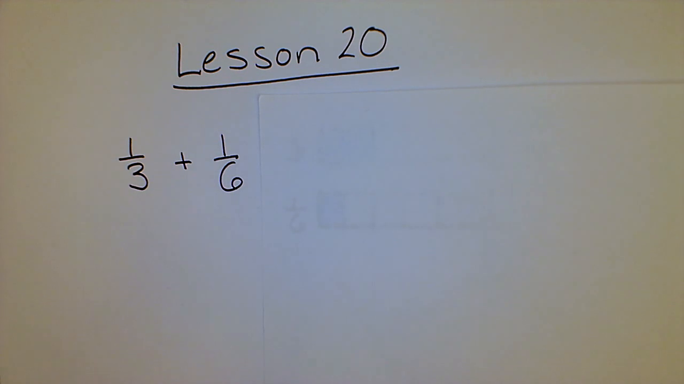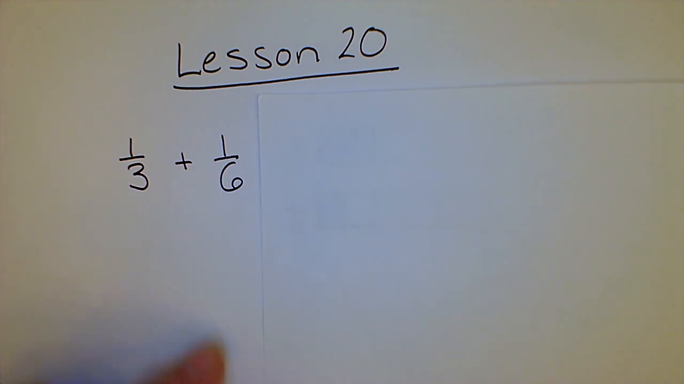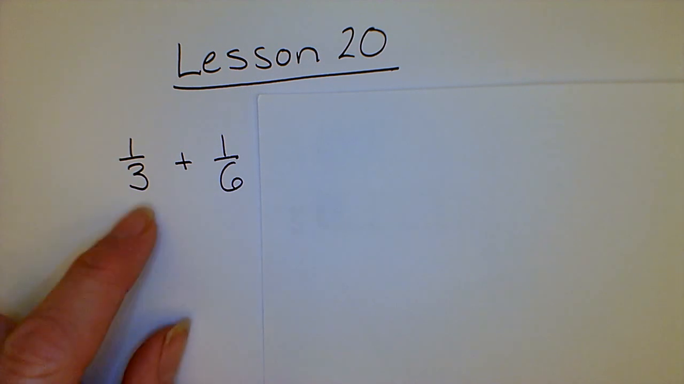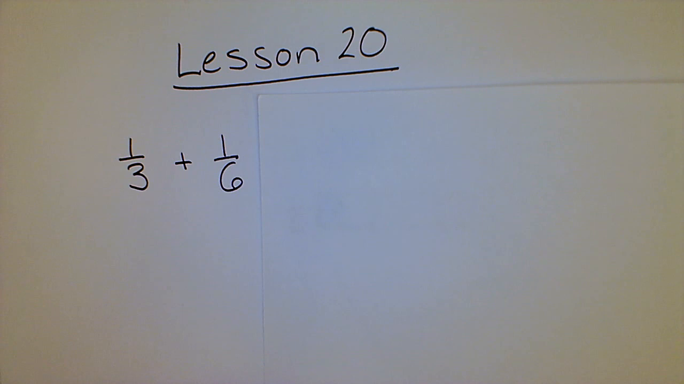And that presents a little bit of a problem because you cannot just go and add 1/3 and 1/6. You need to have your units, your denominators, be the same if you want to add. For adding and subtracting, you need to have your units be the same.